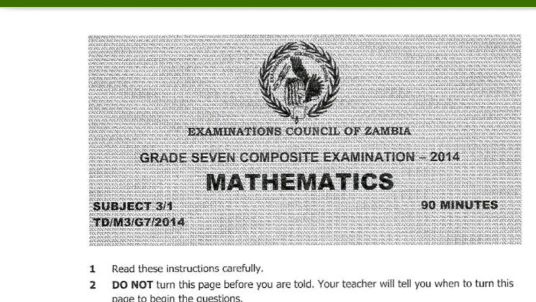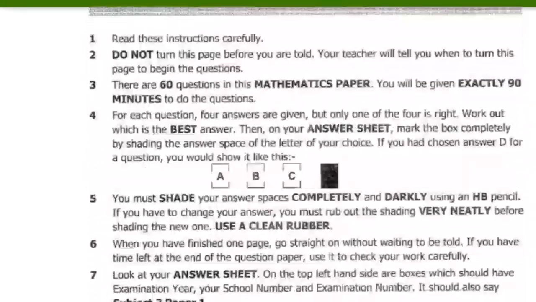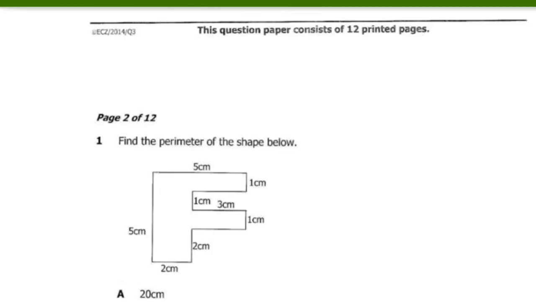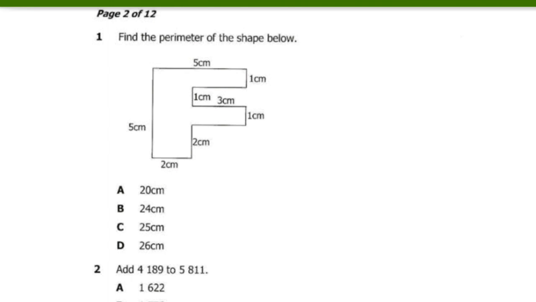The question I'm going to tackle today is coming from the examination paper for 2014 mathematics grade 7. The question I'm getting from this paper is question 1. In 2014, question 1 was: find the perimeter of the shape below. So that is the shape below there, and they are saying we find the perimeter.